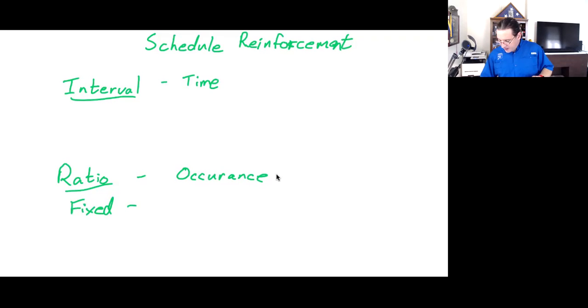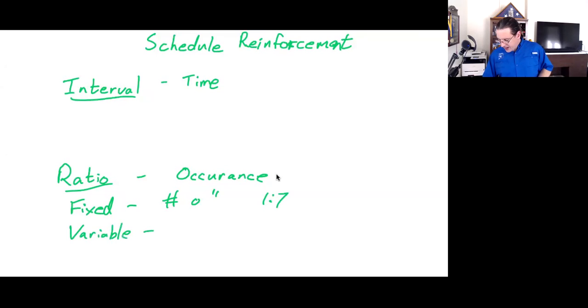So anyway, we call that a fixed ratio, because it happens after a fixed number of occurrences: 1 out of 6, or 1 out of 7 in that situation.